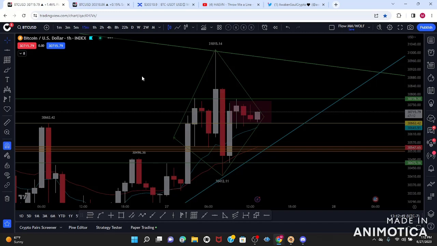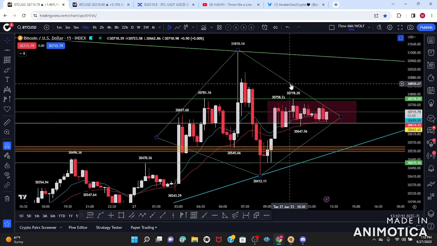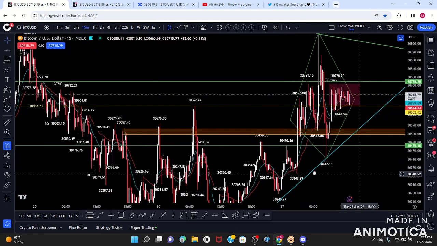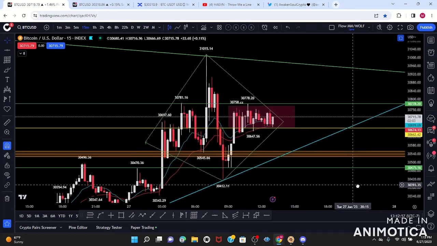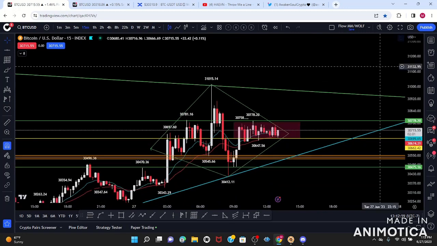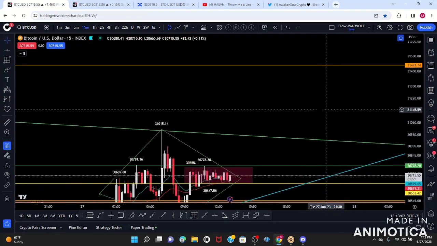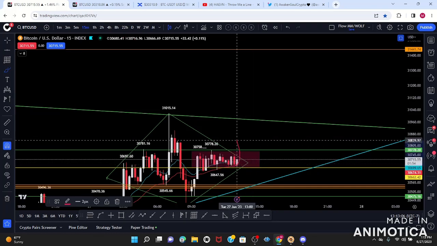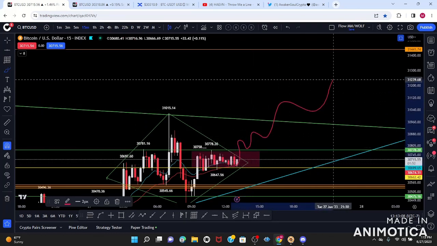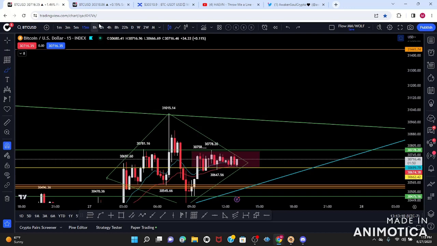So for me to take a short, I have to get a little bit more confluence, and my confluence is going to be this trend line, this weekly support to short, okay? And like I said, for longing, it looks really good for longing. I would want this range to break, let it break, retest here, and then it's going to continue to the upside. So I hope this helped.